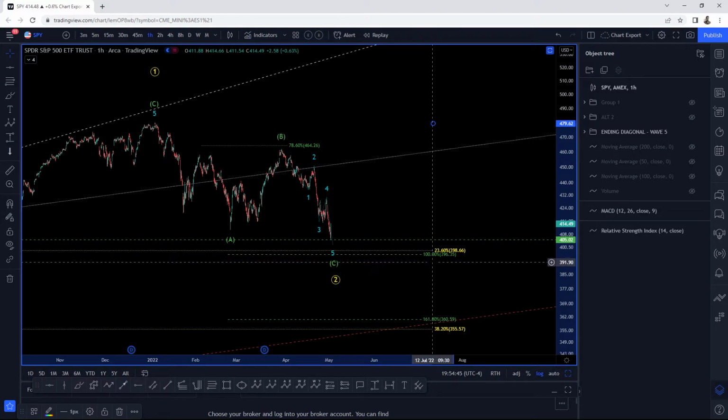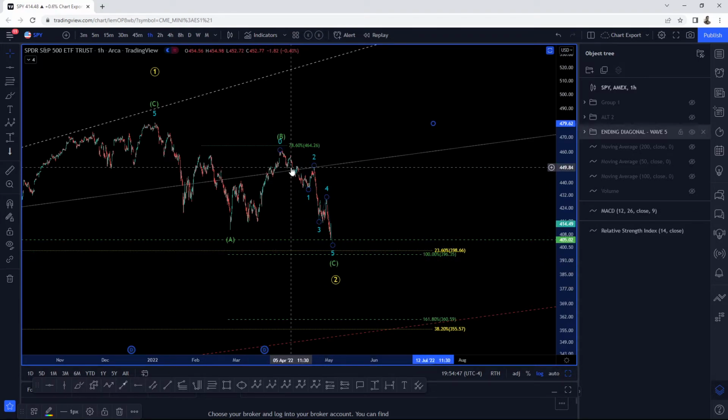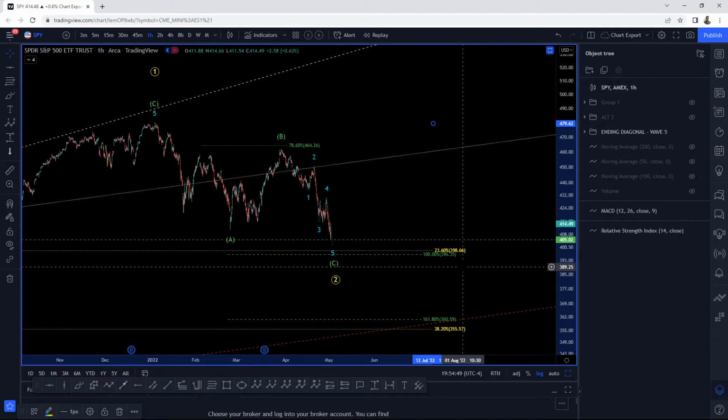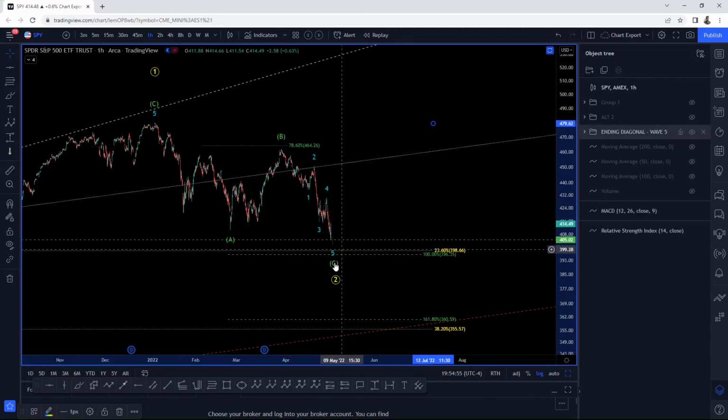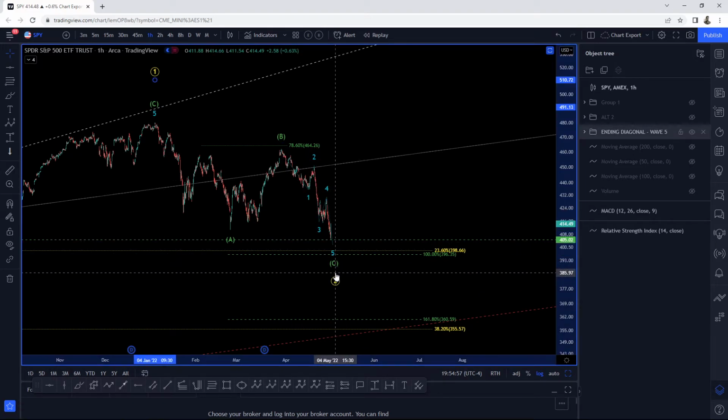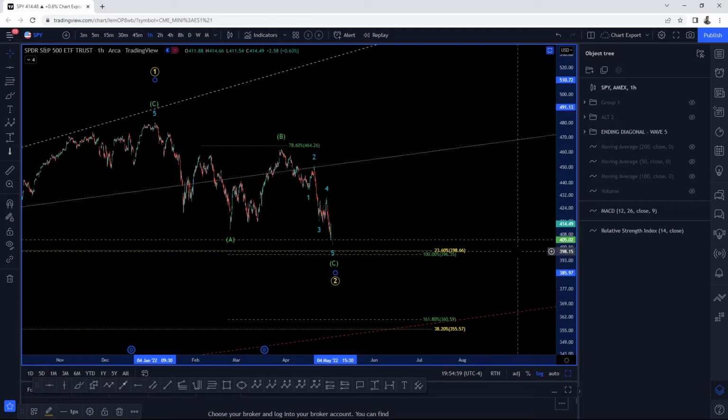Then this zone is a good area to look for some type of support. However, if we break this low, sorry, let me just backtrack here. Sorry that I confused you. So this zone here, these two fib levels will confirm this 1, 2, 3, 4, and 5 count to complete the wave C or wave 2 should we break the 40502 level.